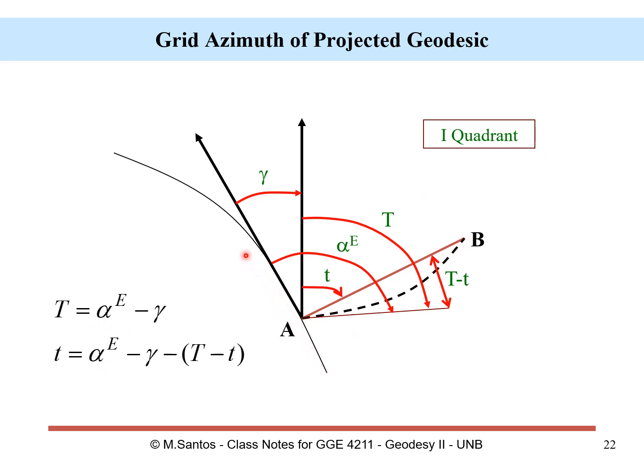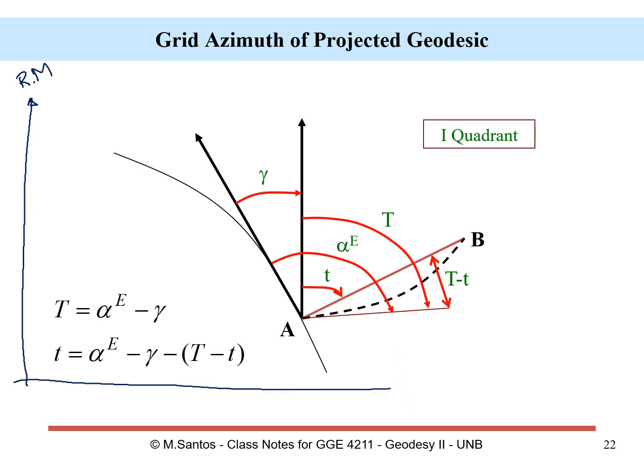We have here the projected geodesic, the direction of the true north, direction of the grid north. This is the projected geodesic. Okay, it is curved. If this is the first quadrant, the reference meridian is here, and the equator is here.